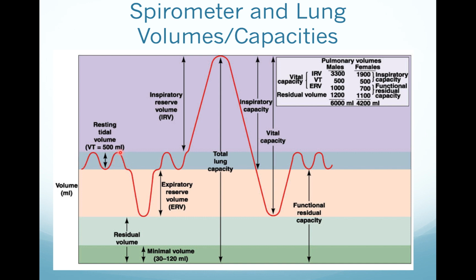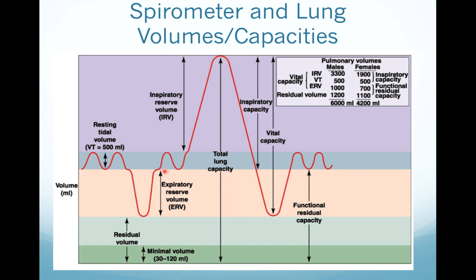Then let's say you breathe out your normal breath. Is that all the air you can breathe out? Probably not. You probably still have some air left inside your lungs. So you forcefully breathe the rest of that air out. And that forceful breath out is called your expiratory reserve volume. So the volume that you have on reserve to expire out.